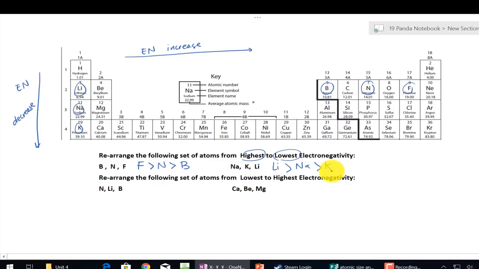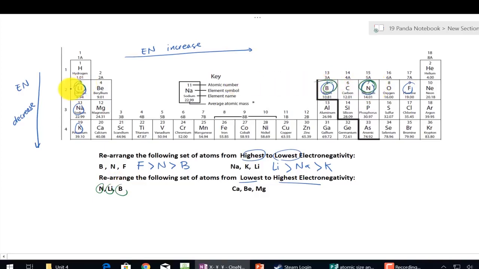Let's try another practice problem. Rearrange the following set of atoms from the lowest to highest, so I twist it the other way around. Let's find them. In this case, we have nitrogen, lithium, and boron. Here we have nitrogen, boron, and lithium.